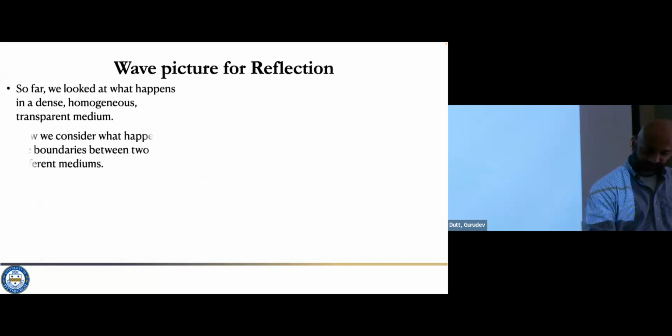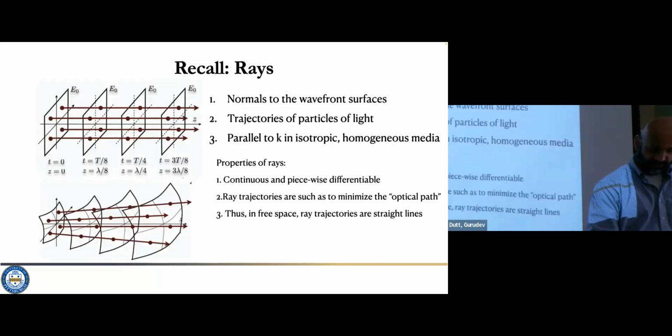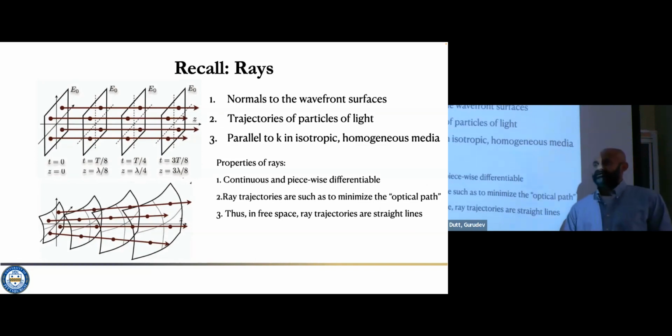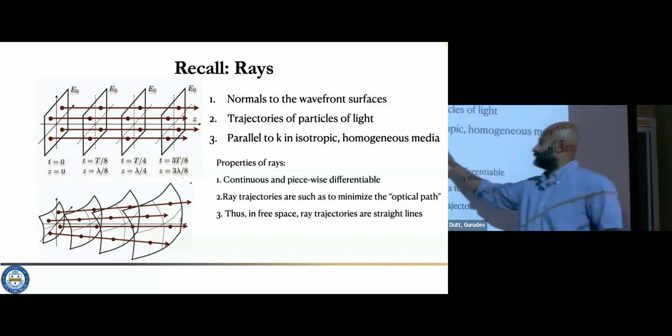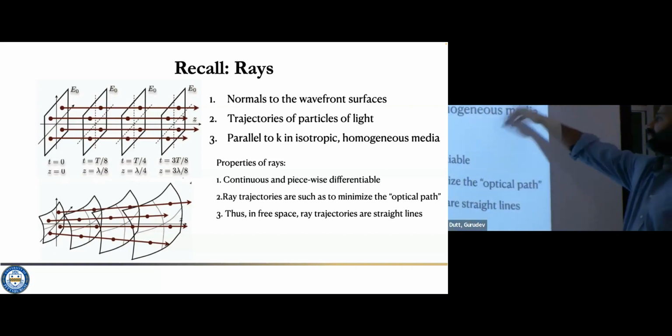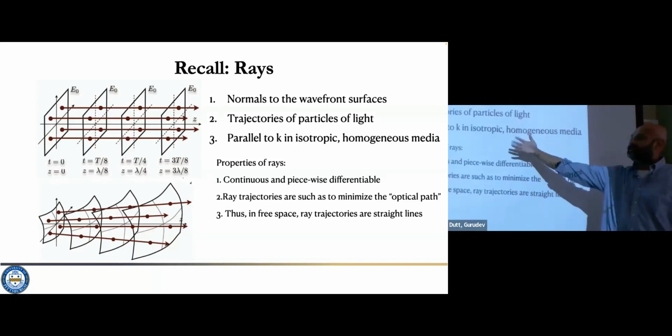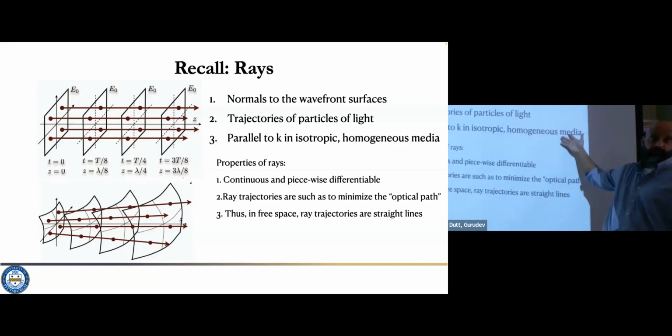Okay, so we have talked about the wave picture for reflection. But I want to now also point out that it turns out that most of the time, it's easier to discuss these kinds of effects in the ray picture. Okay, so recall rays we define as being normals to the wavefront, and the trajectories of the particles of light, and usually they're just parallel to the k vector of the wavefront. The k vector, remember, is a normal to the wavefront surface, and in an isotropic homogeneous medium, rays and k are always parallel to each other.